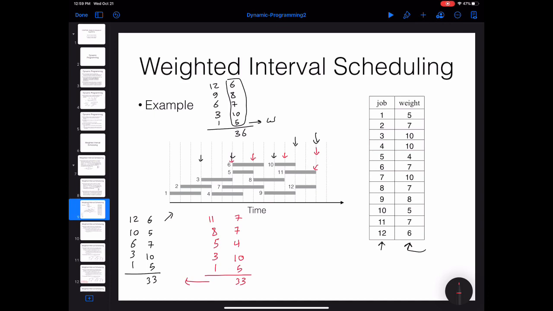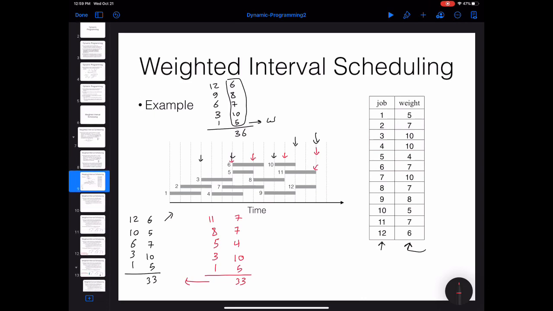I don't really go back and change my choices. That makes it greedy. But this problem is more complicated to be solved using a greedy algorithm. The idea we have to solve this problem is you might take some job, but later on notice that this is not good. I'm going to change my choice and take something else.